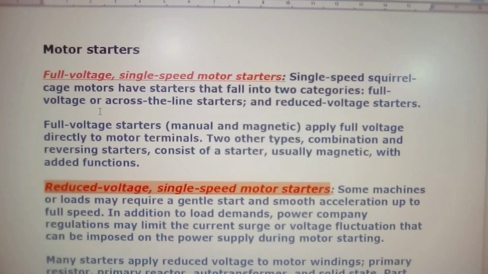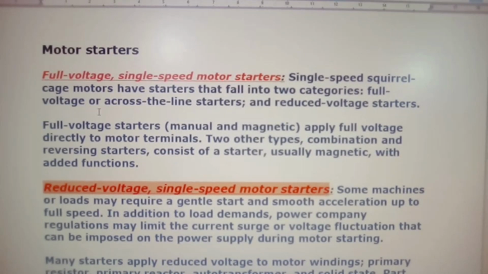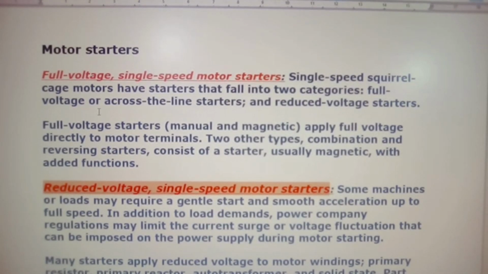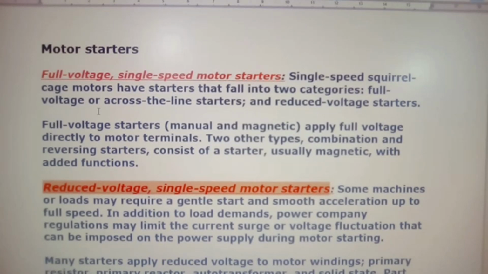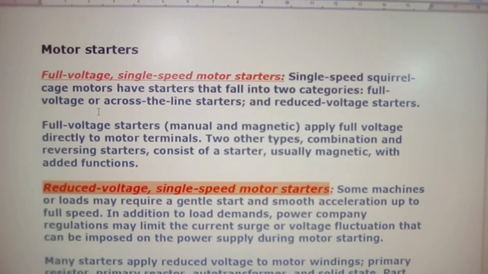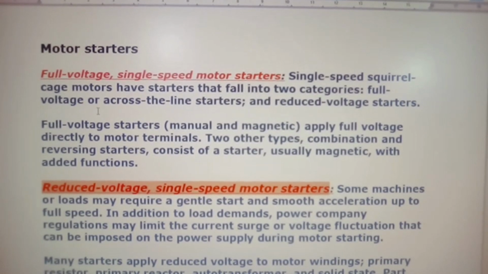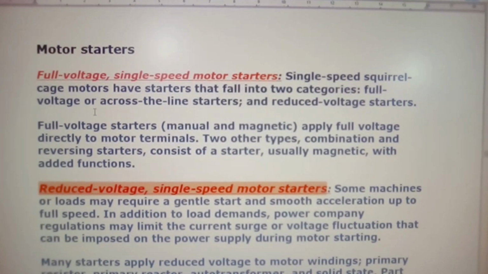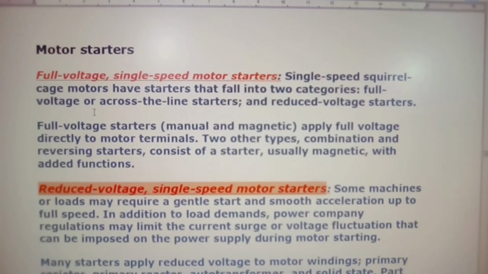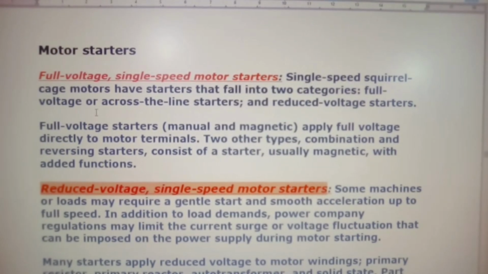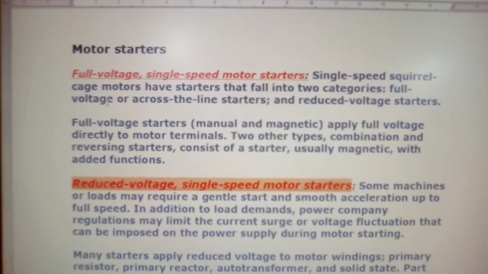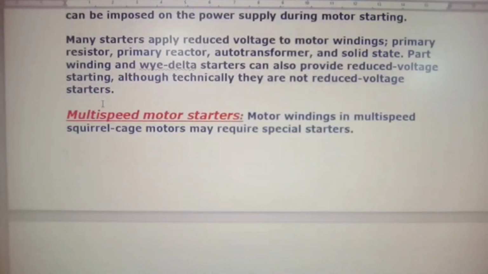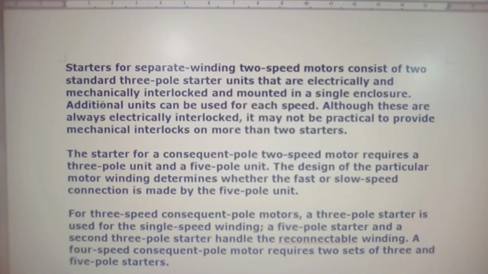And here we have something called motor starters. Full voltage single speed motor starters. Single speed squirrel cage motors have starters that fall into two categories: full voltage or across the line starters and reduced voltage starters. Full voltage starters, manual and magnetic, apply full voltage directly to motor terminals. Two other types, combination and reversing starters, consist of a starter, usually magnetic, with added functions. Motor speed, motor starters, etc. here, but I don't need to go into that for you. You can read it for yourselves.